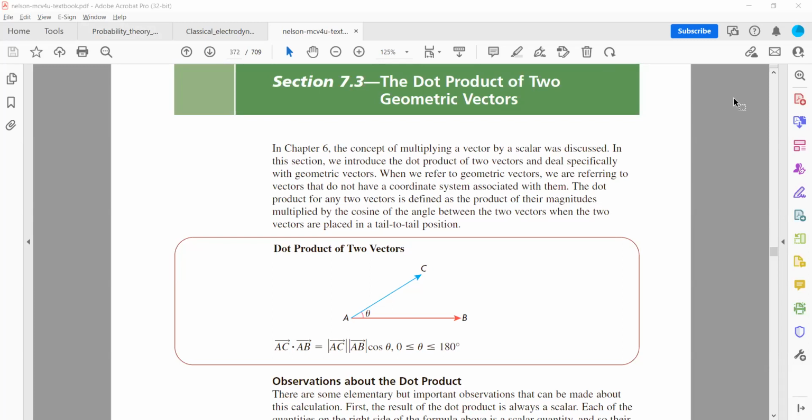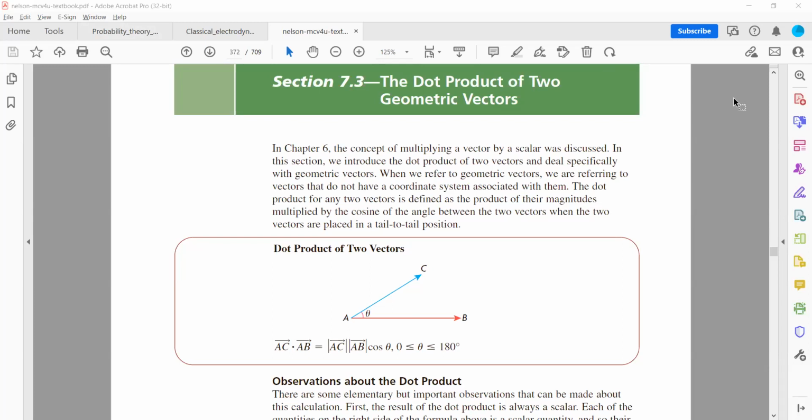Today we are going to have a short online recording of a simple chapter, but one which is very important for our future studies, and we're talking about the dot product of two geometric vectors.